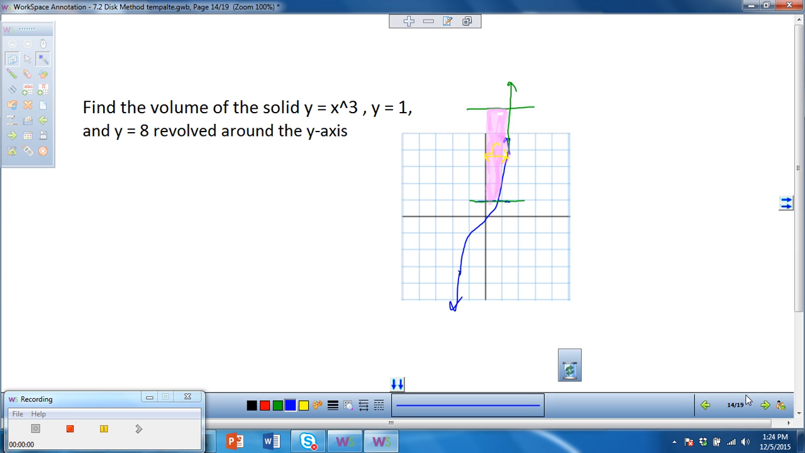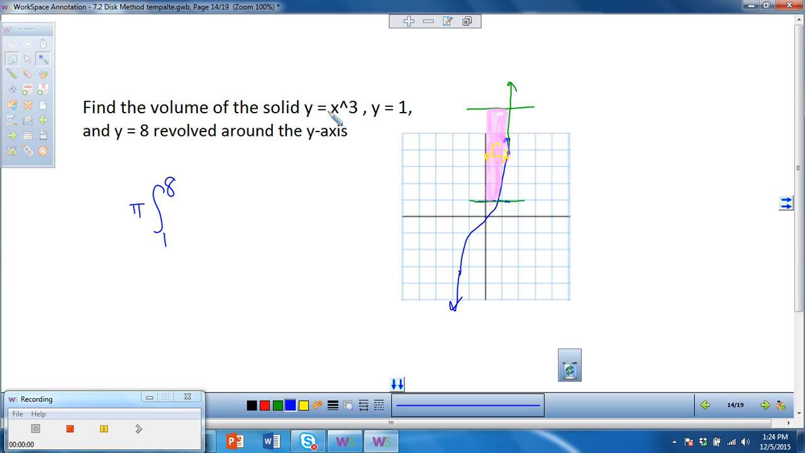Now, what happens when we revolve around a vertical axis? Here we're revolving around the y-axis, a vertical axis. When we're revolving around a vertical axis, all of my numbers have to be in terms of y. Everything has to be in terms of y. So it's bounded by y equals 1 and y equals 8, and those will be my limits of integration.